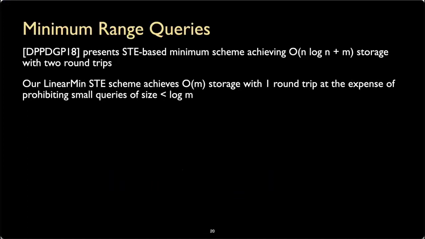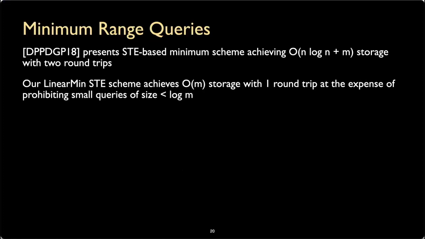In Demertzis's 2018 paper, they present two minimum schemes, their best one being a structured encryption-based scheme, achieving O(n log n + m) storage, where n is the number of records and m is the domain size, with 2 round trips back and forth to the structure. In this paper, we present a new scheme called linear min, which achieves storage linear in the domain size, with 1 round trip at the expense of prohibiting certain small queries of size less than log m.